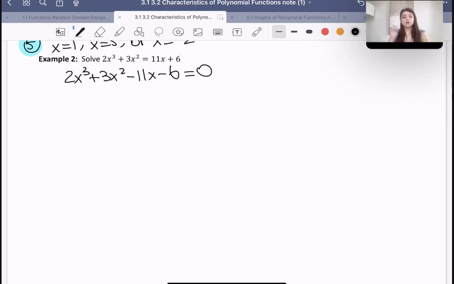Okay, so now let's go into step 1, and let's use factor theorem to try and figure out what is a factor here.